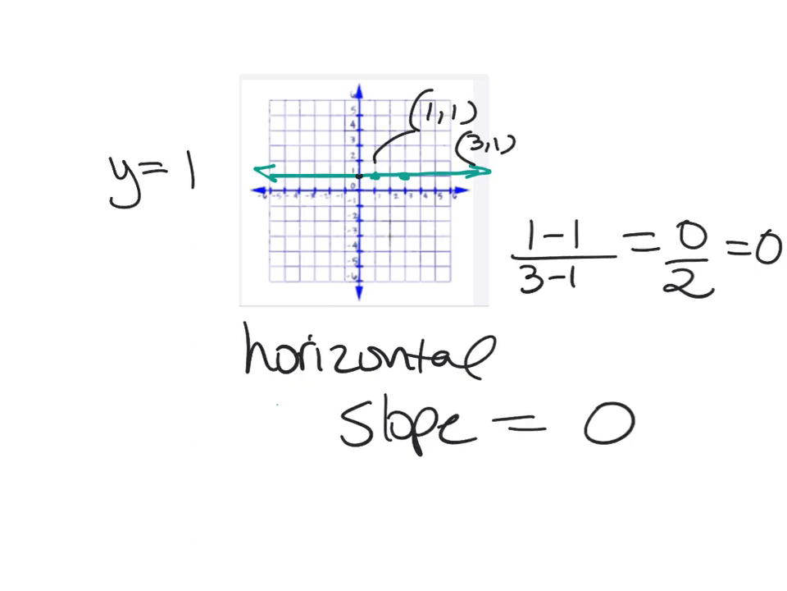So vertical is undefined, horizontal is 0. If you end up doing the whole formula, maybe they don't give you a graph. As soon as you do the formula, if the 0 is in the top, then you know it simplifies to 0. And again, a clue: if your y's are the same, it's 0. If your x's are the same, it's undefined.